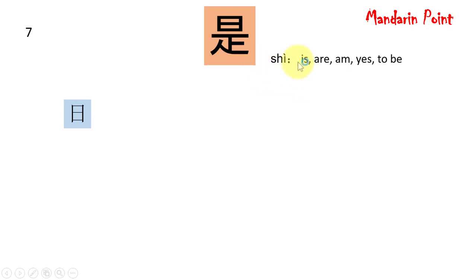Shi is am or yes or to be. At the top of it we have this ri, which means day or sun, and at the bottom side we have this character which doesn't have a specific meaning.